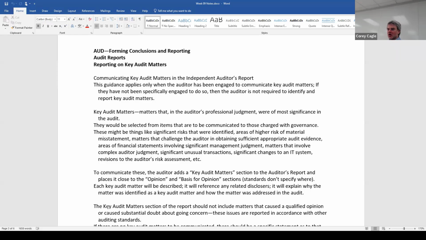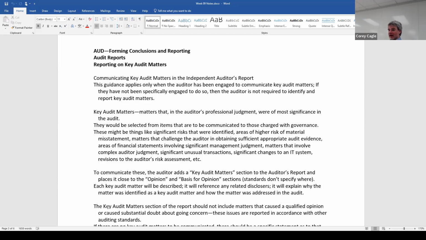Reporting on key audit matters. So this is a thing that you can be engaged to do. This is not a thing that you just do. This is a thing you would do if the client says, we want this to be part of the engagement. So this guidance applies only when the auditor has been engaged to communicate key audit matters. If they have not specifically been engaged to do so, we're not required to identify and report any of these things.